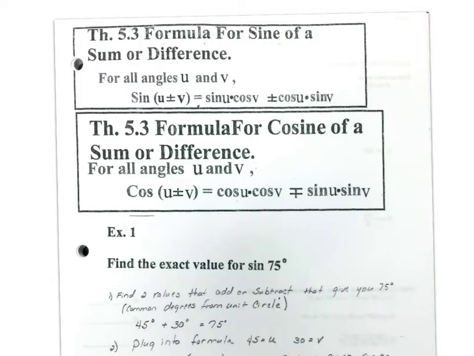Okay, so this is section 5.3, and in section 5.3, we have to know about the formulas. If you have that formula chart, make sure you add these two formulas, please, because you need to have them on your formula chart. So get your formula chart, the one where you have the Pythagorean identity formulas and the reciprocal formulas and all those formulas. Get that paper and go ahead and add these two formulas, please.